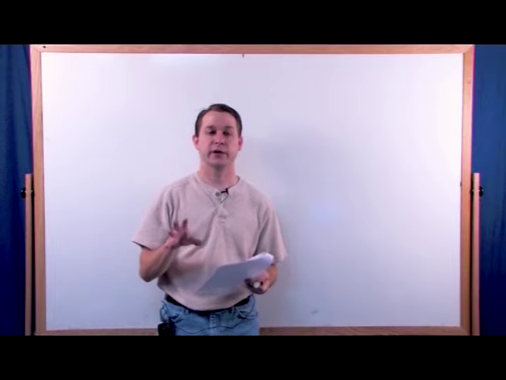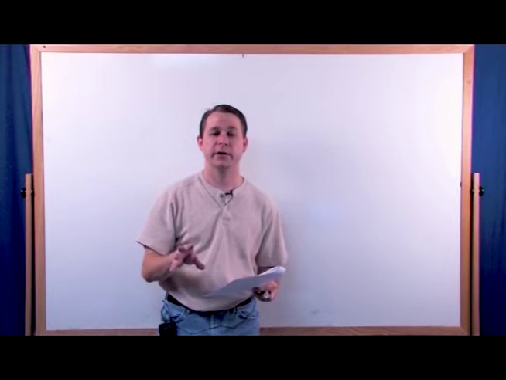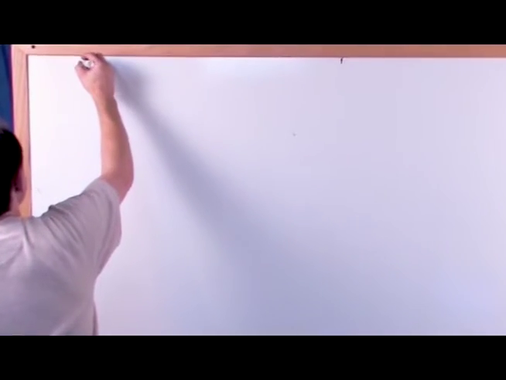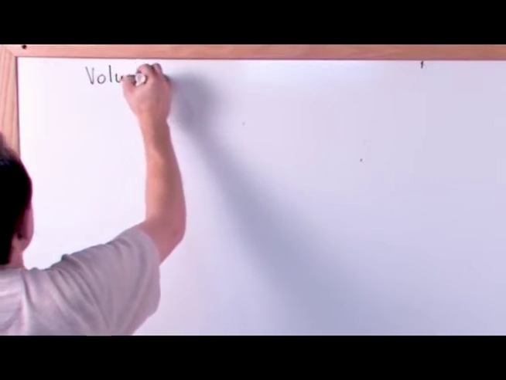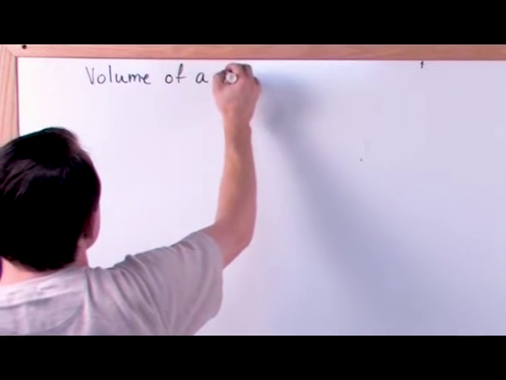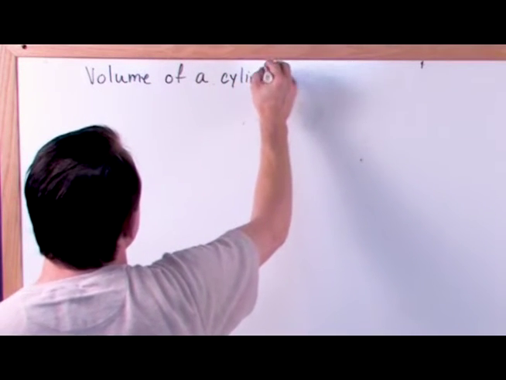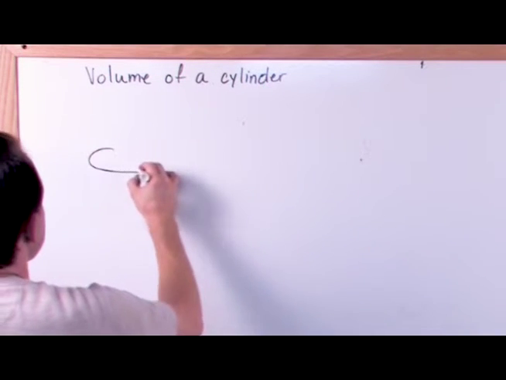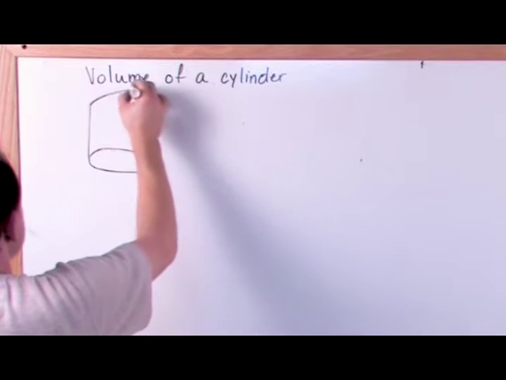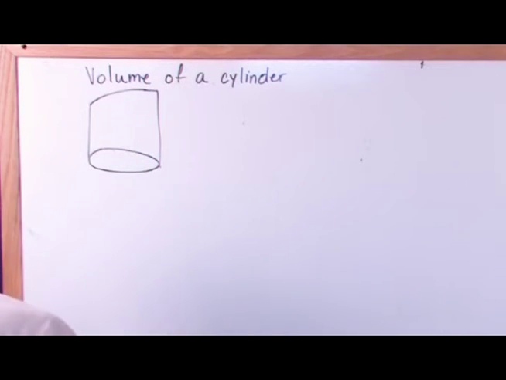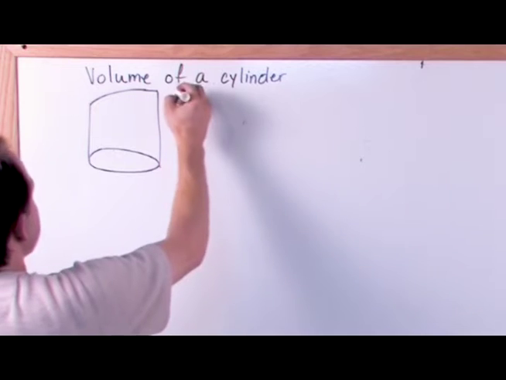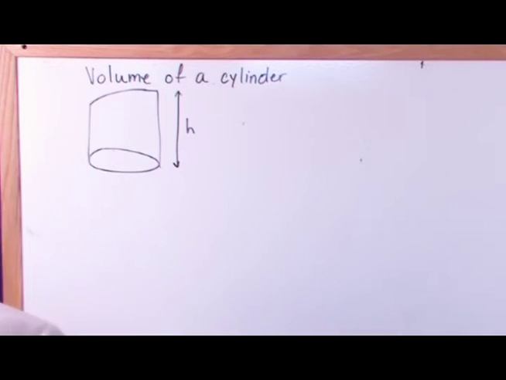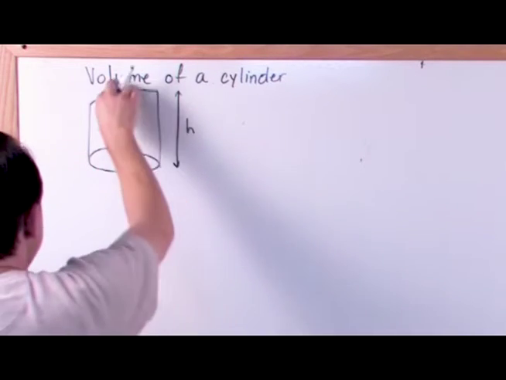Now we're going to go ahead and tackle the concept of the volume of a cylinder, and let's do that right now. So for the volume of a cylinder, let's go ahead and calculate the volume of that. A cylinder obviously looks like this, same as before. It has some height, just like before, and it has a top and a bottom, just like before.